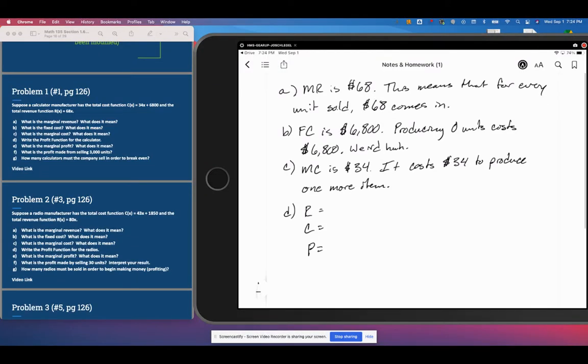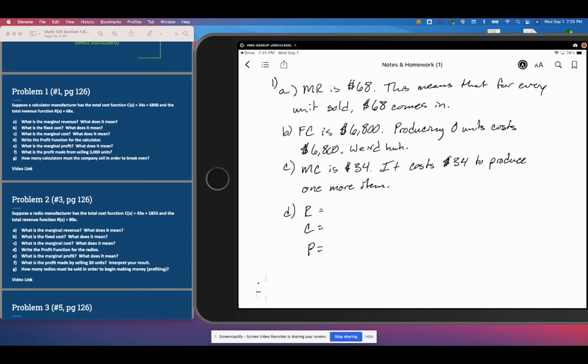All right, this is for problem number 1 in section 1.6, parts A and B. We'll read through the problem and then I'll talk through my solutions that I've already got written out. This was just some explaining, so I chose to write it and then speak about it in the video. Suppose a calculator manufacturer has a total cost function of that and a total revenue function of that. We are asked to find, identify, and describe the marginal revenue, the fixed cost, and the marginal cost.